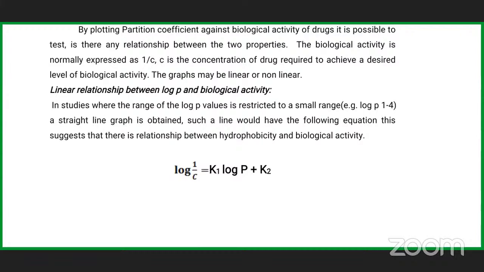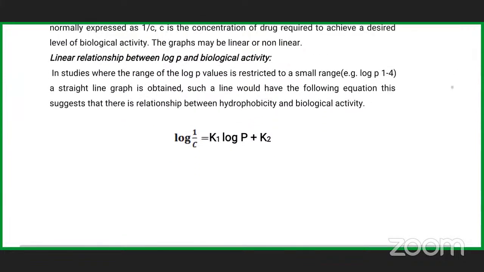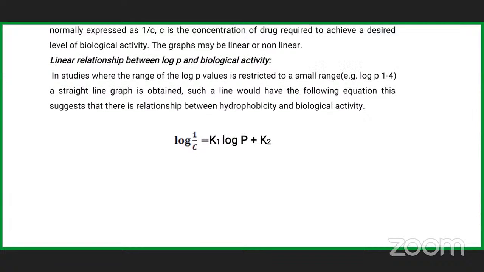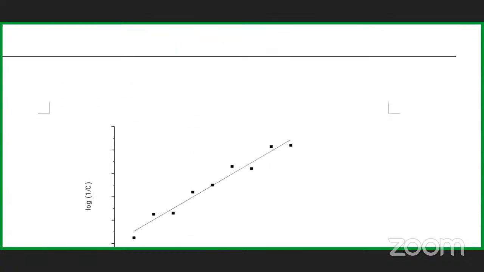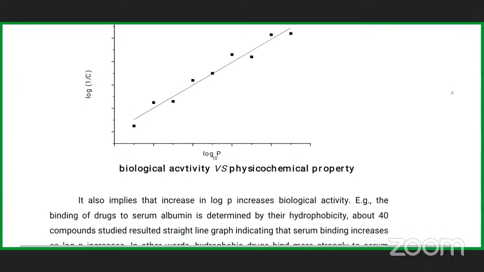And that graph has two natures: the linear relationship, and the parabolic relationship. The linear relationship is between log P and biological activity. So when we get the linear relationship and when we get the parabolic relationship, we can see. Yes. So generally, here is a linear relationship.